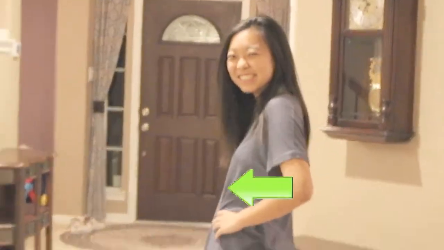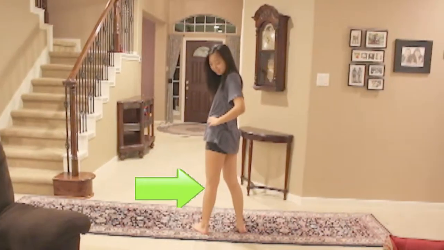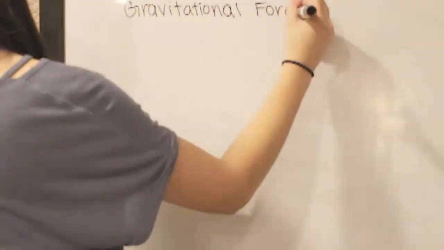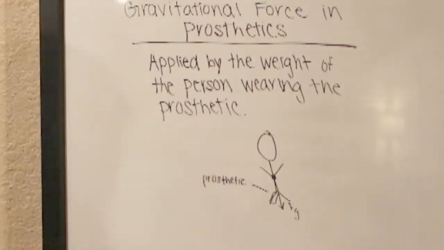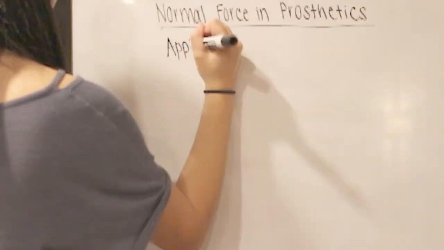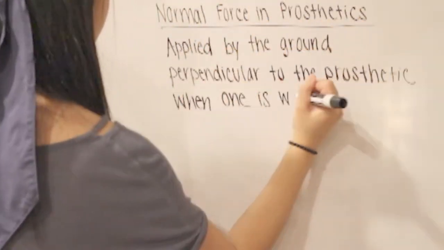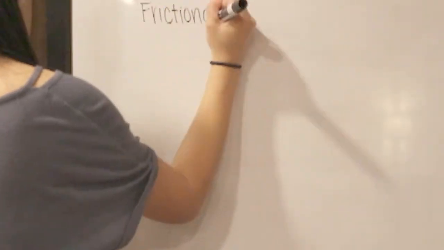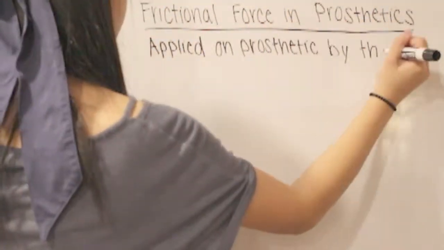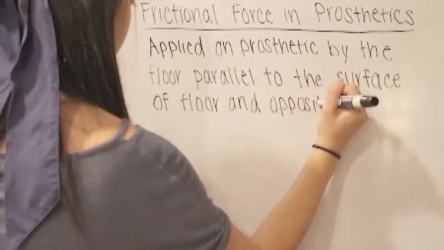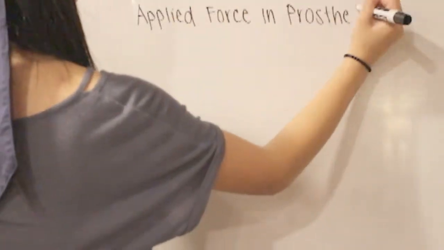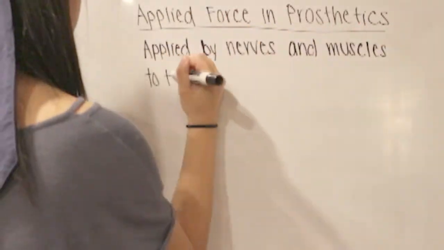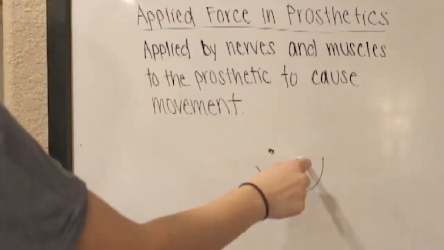So in summary, the medial is the side of the body pointing towards the center, and the lateral is the side of the body pointing away from the center. The gravitational force is applied by the weight of the person wearing the prosthetic, as shown. The normal force is applied by the ground perpendicular to the prosthetic when one is walking. The frictional force is applied on the prosthetic by the floor parallel to the surface of the floor and opposite to the direction that one is walking. Then the applied force is applied by nerves and muscles to the prosthetic to cause movement.